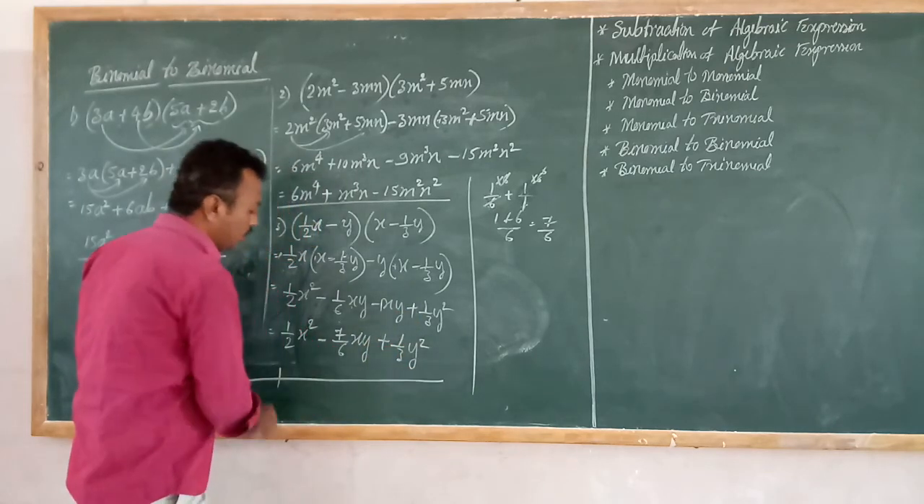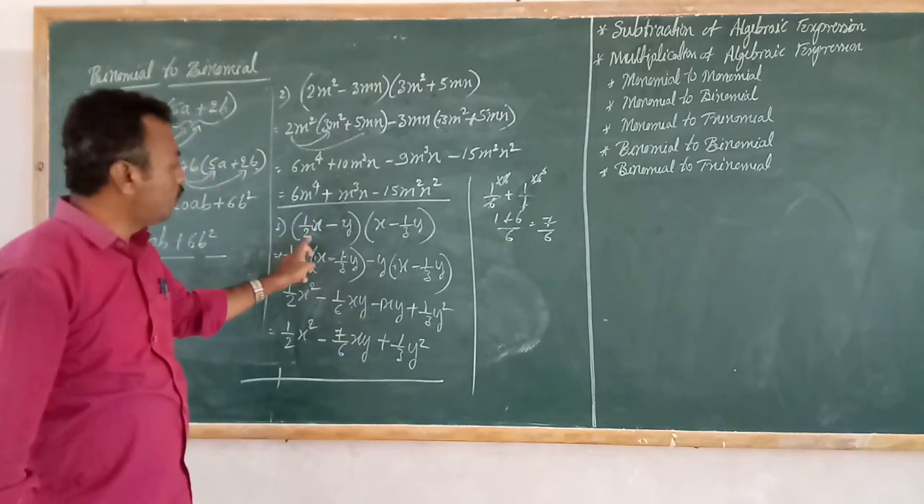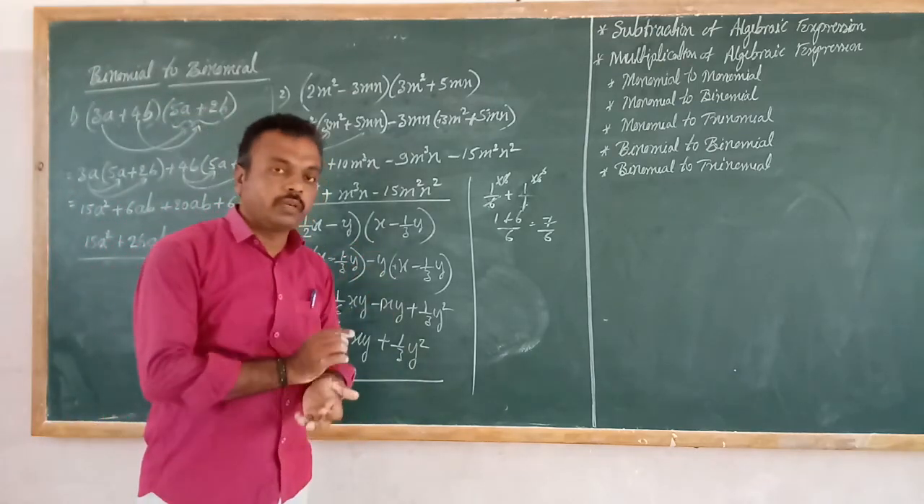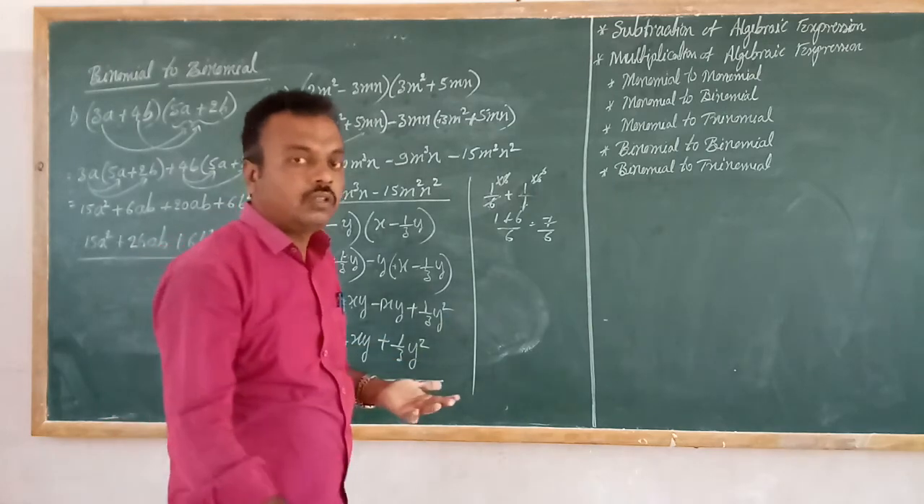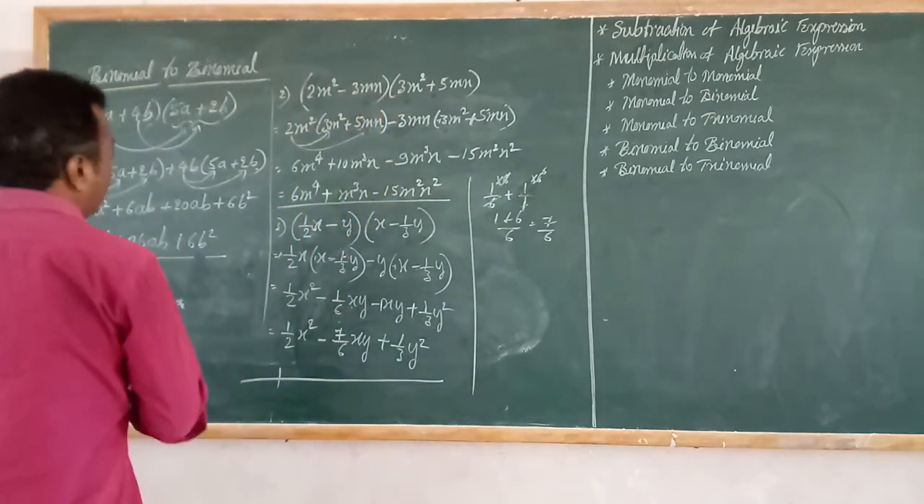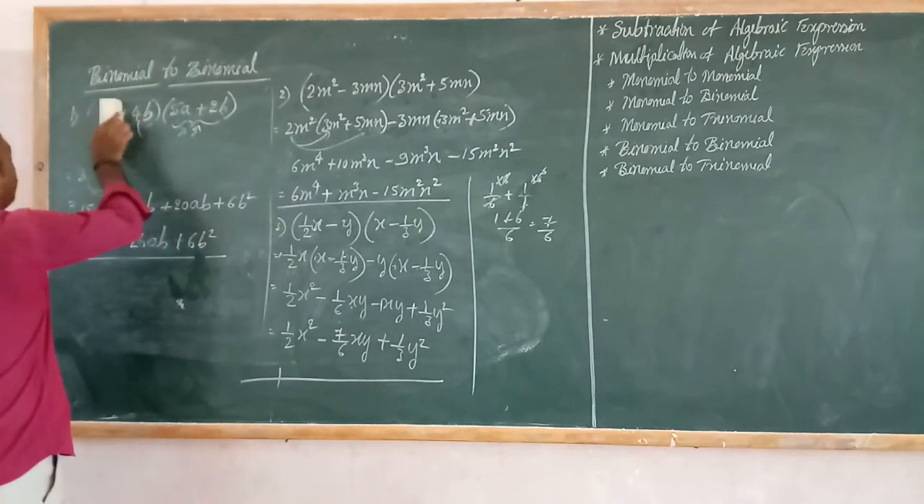Okay, so this is the product of 1 by 2x minus y into x minus 1 by 3y. So this is binomial to binomial. Can you understand? The last one, students, binomial to trinomial.